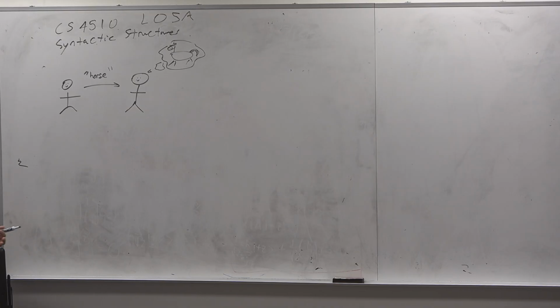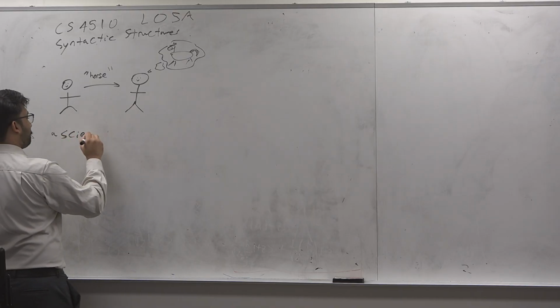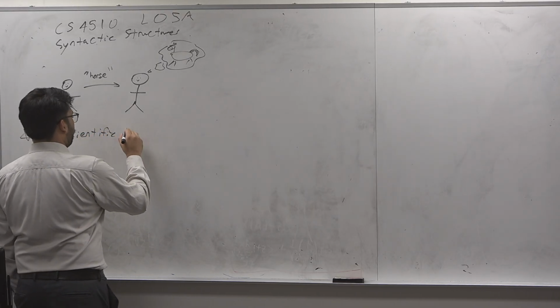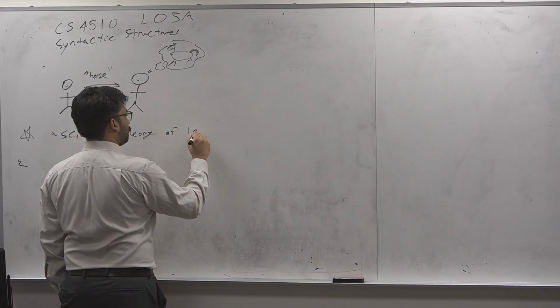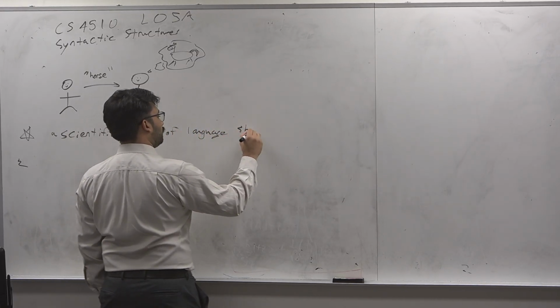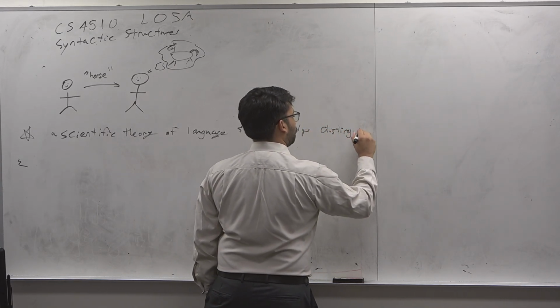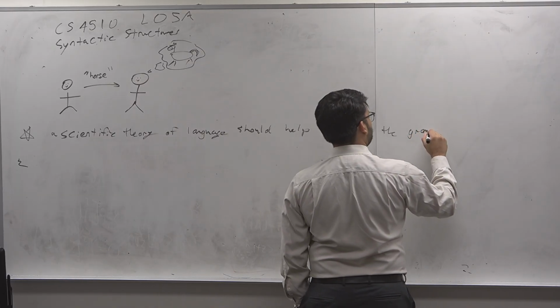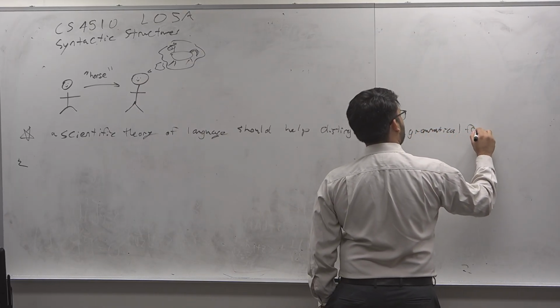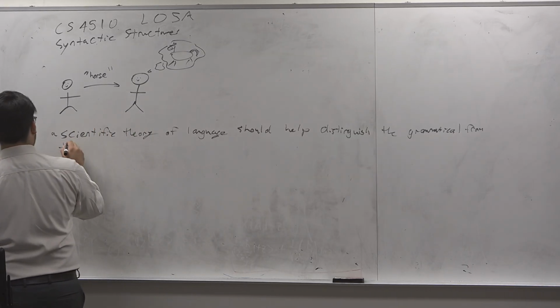Okay, the first framing is like, what is the point of linguistics? What should we do as a study, if we want to embark upon it? I mean, there's a lot of things for us to point at. What should we look at first? And this is the core idea here. A scientific theory, and I'm using the word scientific loosely here, a theory of language should help distinguish the grammatical from the ungrammatical.